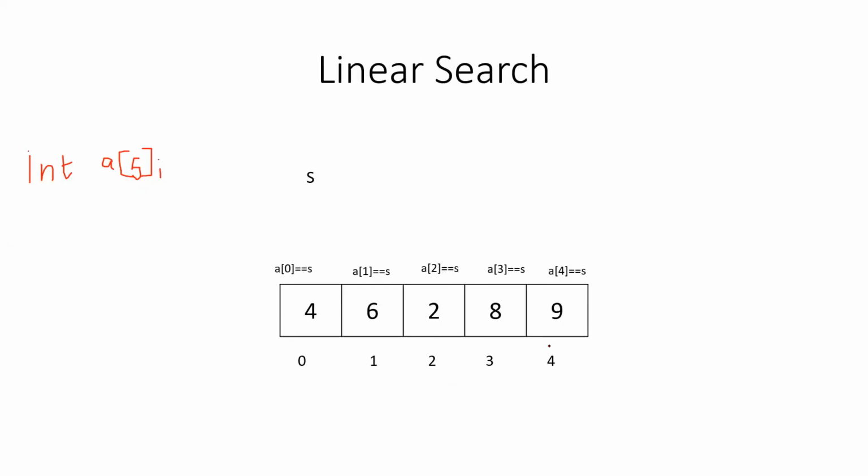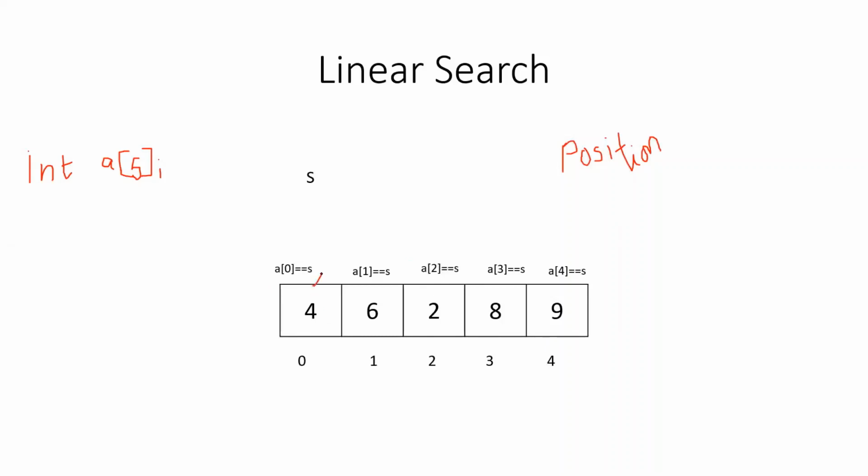Fifth position. Why am I stressing? It is 9. Why I am telling you: position is what we see. Understood? Position is what we see. Index number is what the computer sees. So in the first position, we have the number 4.